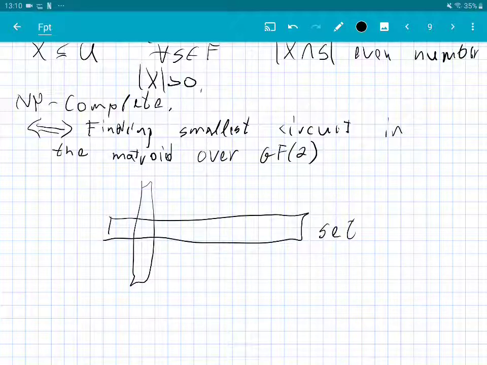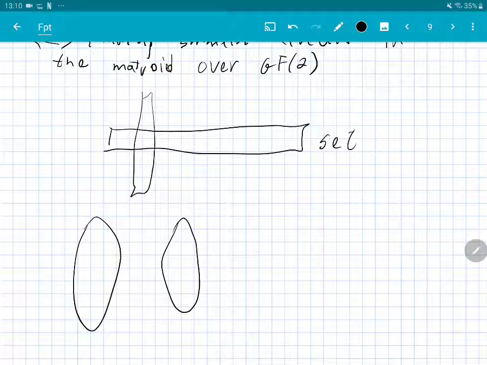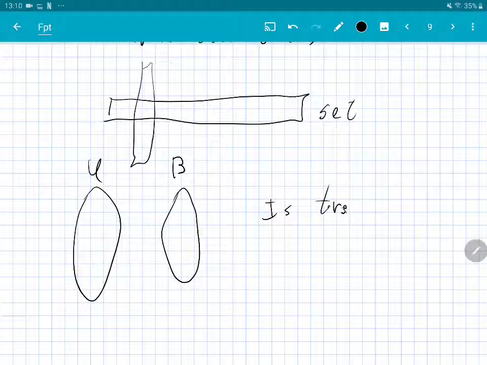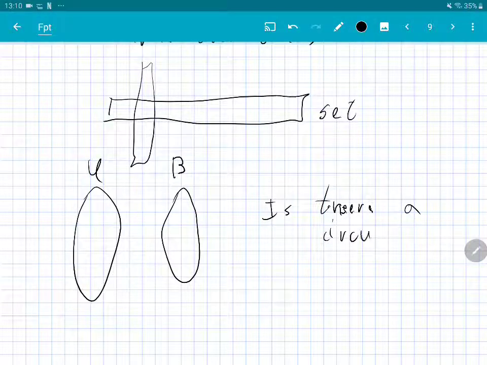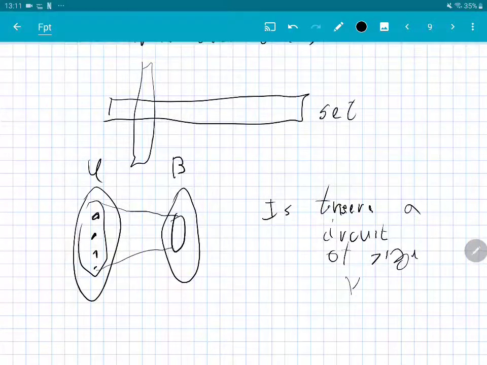So since both finding the smallest circuit in a matroid and finding the largest circuit in a matroid are NP hard, it's natural to ask about the fixed parameter tractability of those problems. So the question is, is there a circuit of size k? Going back to the bipartite matroid for matching, we can ask, is there a circuit of size k? Well, what does this mean? It means that there are k elements on the left side such that there is no matching for them. This is exactly what it corresponds to.